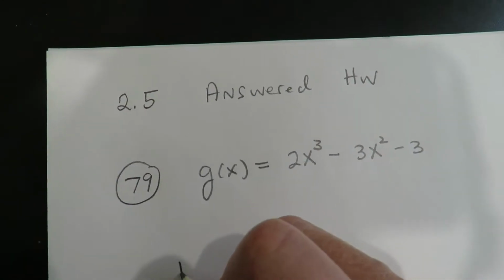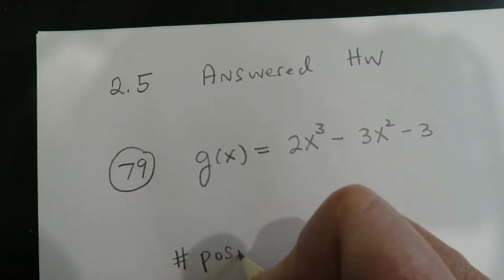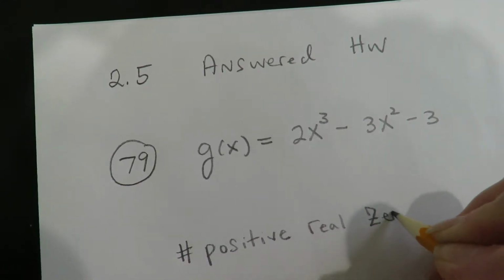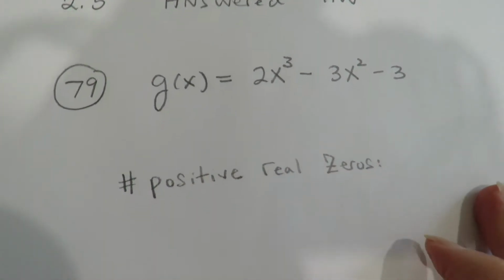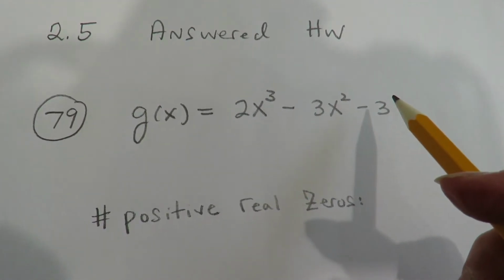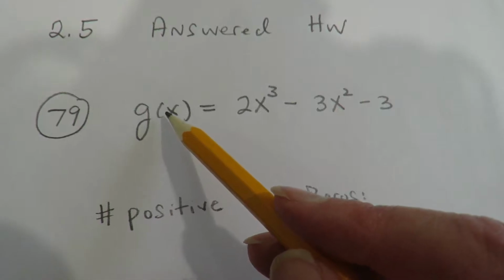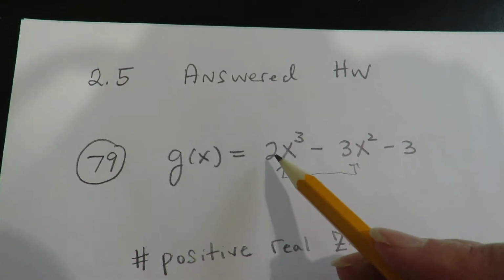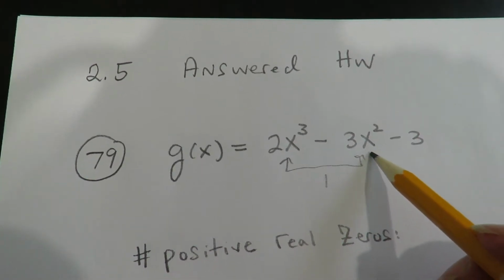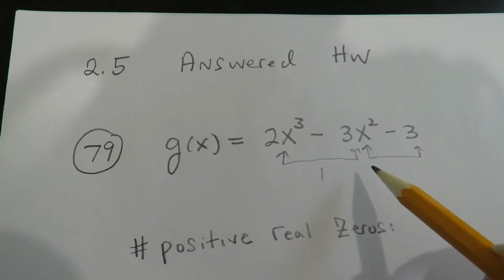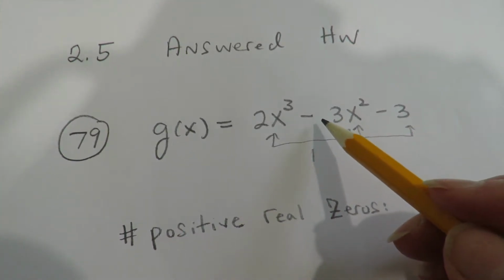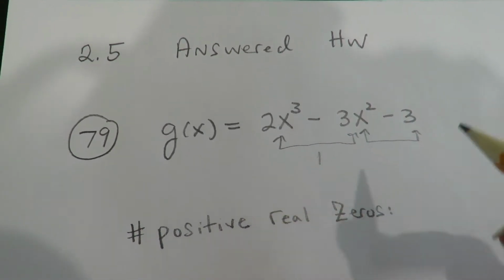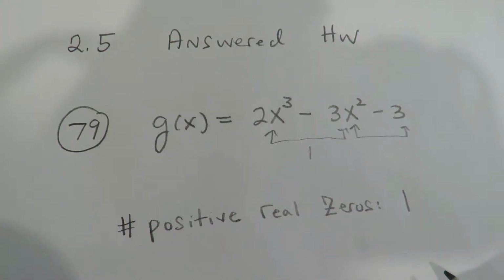All right, so for the number of positive real zeros, it's the variation in sign of the original function. So from here to here is one change because it's positive to negative. And from here to here, it's no change because it's negative to negative. That doesn't change sign if you go from negative to negative. So the number of positive real zeros is 1.